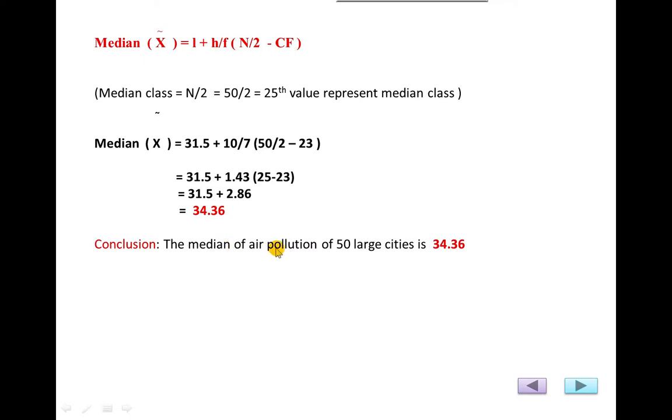The median of air pollution of 50 large cities is 34.36.